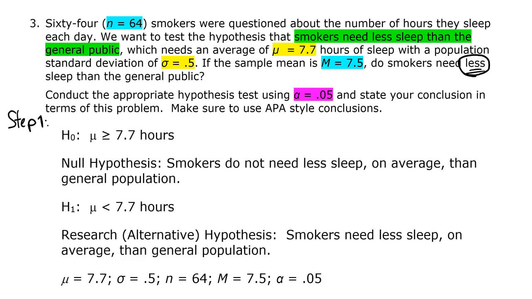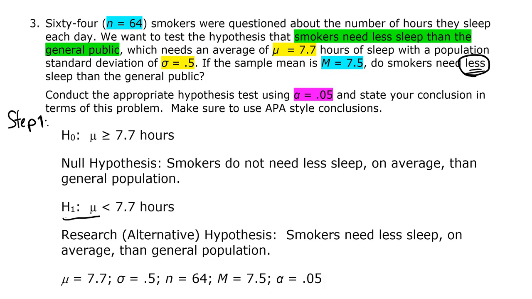Step 1. All right. So again, in symbols and in words, right? So our null hypothesis is that, and remember, we're hypothesizing that smokers need less, right? So our alternative hypothesis, H1, is that mu is less than 7.7 hours, okay? Which makes our null hypothesis stated as mu greater than or equal to 7.7 hours in symbols.